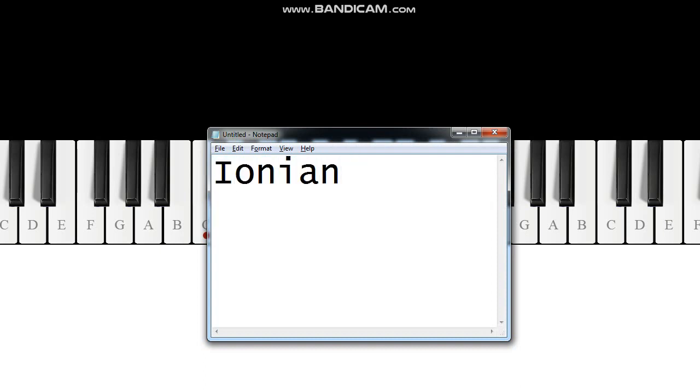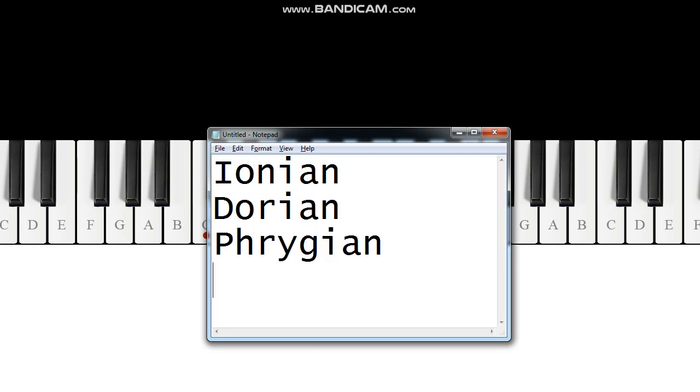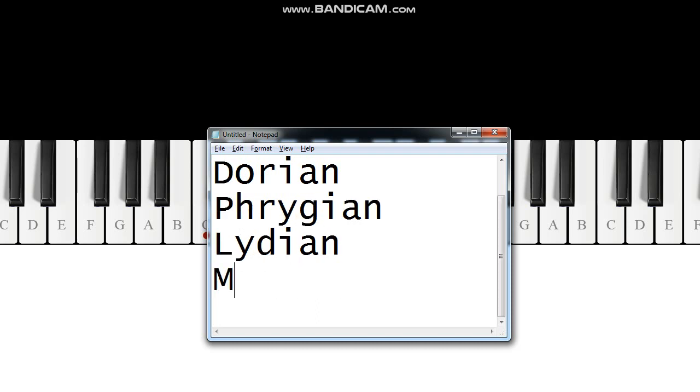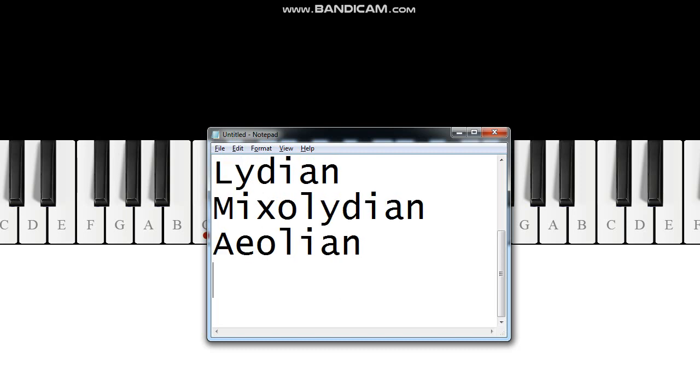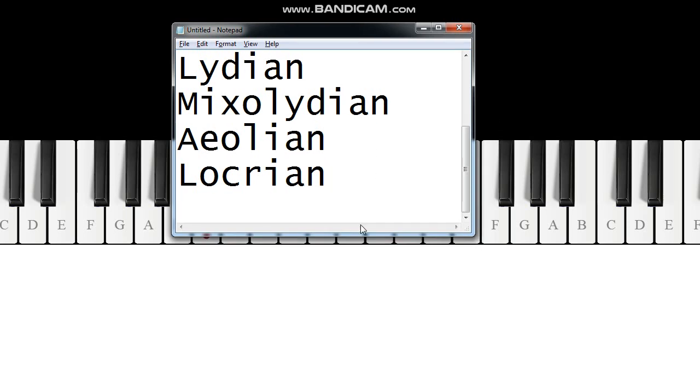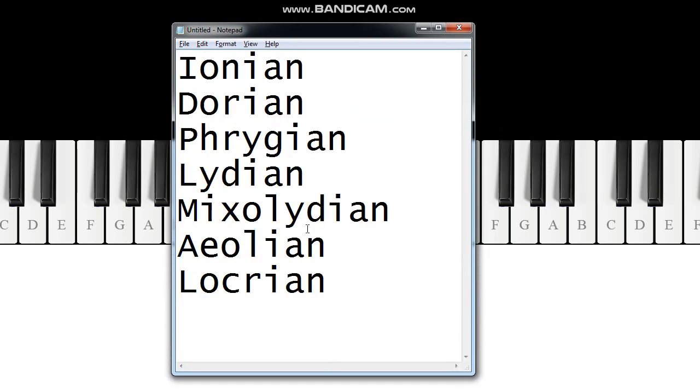Ionian, Dorian. And the reason I order them in this way is because this is the way they occur on the keyboard. If we were to use the white key hack, we're just going to look at the white keys. They don't have to appear in any particular order. Lydian, Mixolydian, Aeolian, Locrian. Those are the 7 modes.